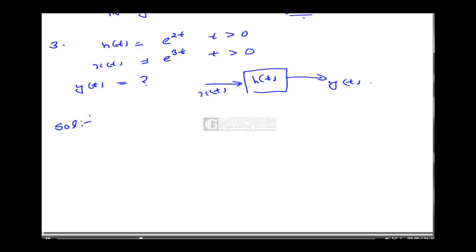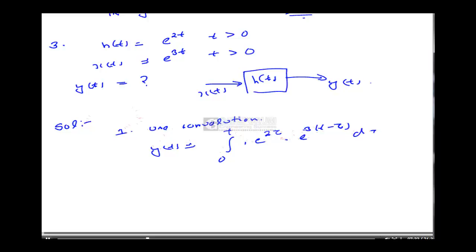We need to find the equation for y(t). Now there are two methods to solve this problem. The first one: use convolution. If we use convolution, then y(t) is equal to the integral from 0 to t of e to the power 2 tau dot e to the power 3 of (t minus tau) d tau. One way is this.